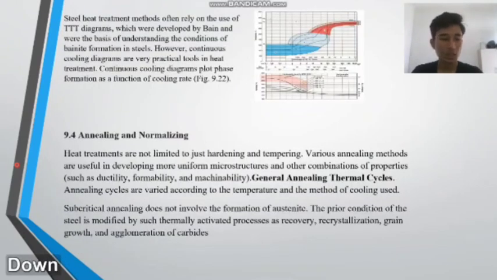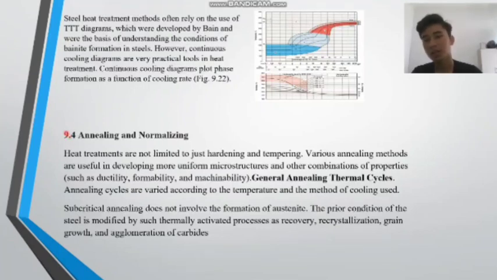Steel heat treatment methods often rely on the use of TTT diagrams, which were developed by Bain and were the basis of understanding the conditions of bainite formation in steels. However, continuous cooling diagrams are very practical tools in heat treatment. Continuous cooling diagrams plot phase formation as a function of cooling rate. Picture 9.22.